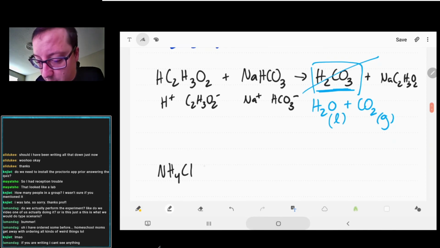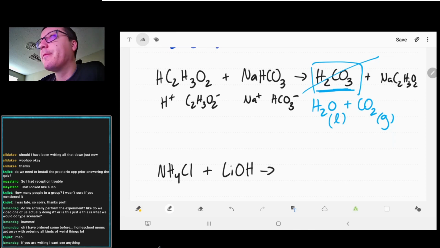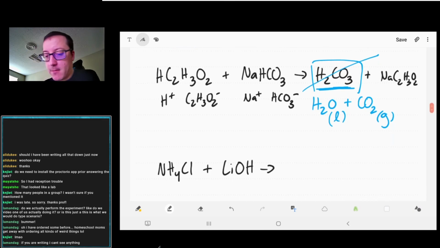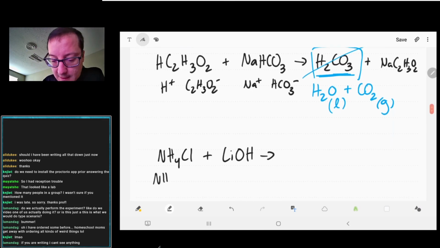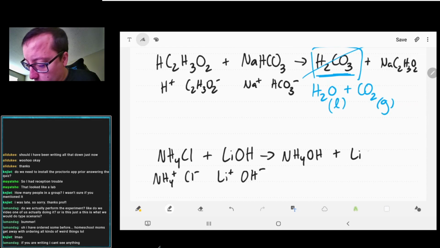Let's take ammonium chloride and lithium hydroxide. Looking at the ions, that's what we've got. So we're going to make ammonium hydroxide and lithium chloride.